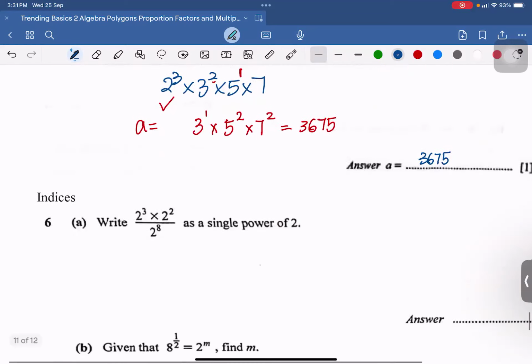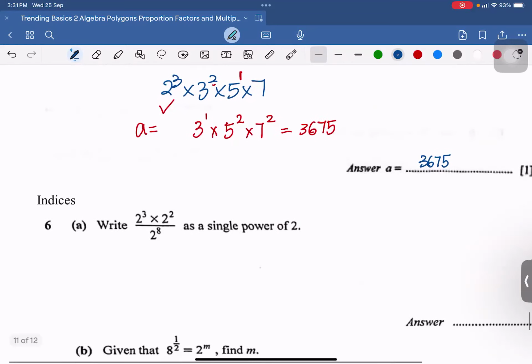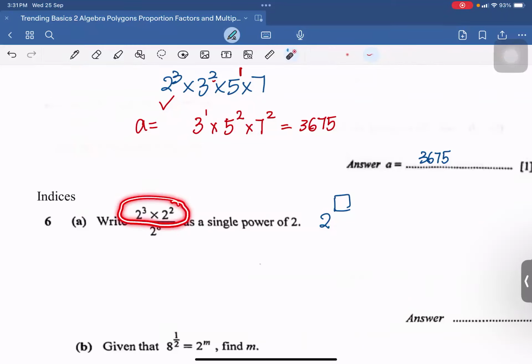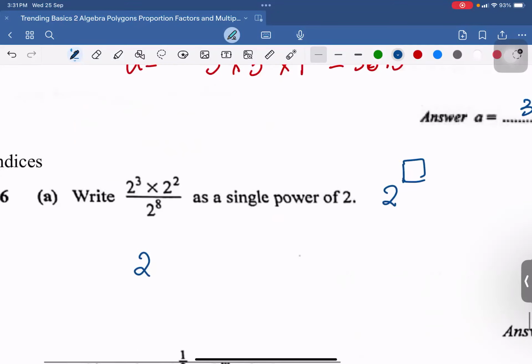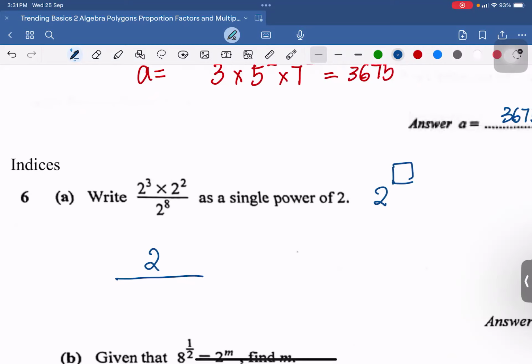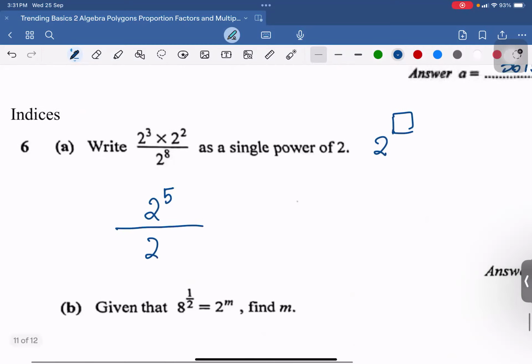Indices. Write this as a single power of 2. Maybe y'all can try. A single power of 2 means I want 2 to the power of something. So when we have multiplication, what happens to the power? Plus together. So what do we get? 2 to the power how many? Plus will become 3 plus 2, which is 2 to the power 5. Then this is 2 to the power 8.